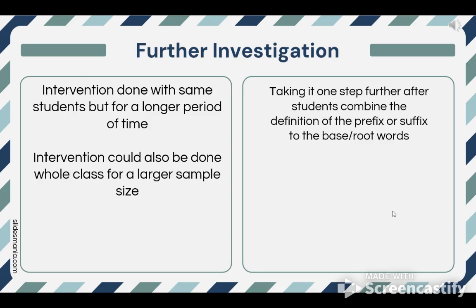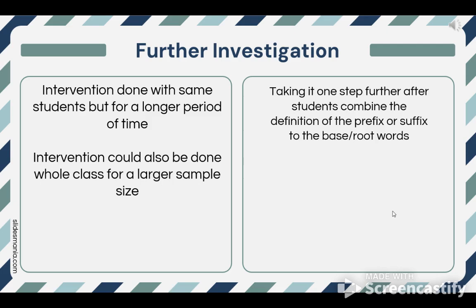Actually, I think it would be important to further investigate using an intervention that's done with the same students, but also for a longer period of time. I would be curious to see if these students truly understood more of the definition of some of the vocabulary words that we were working with, taking it one step further, like the example I used before with insane, where students were doing a good job of combining the definition of the prefix or suffix. So in would be not, and then putting that with the base or root word. So insane would be not sane.